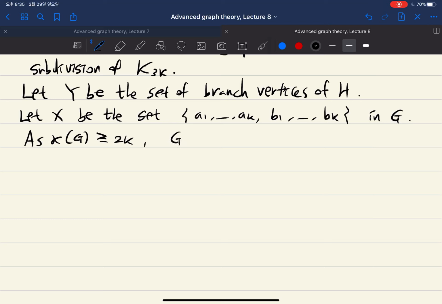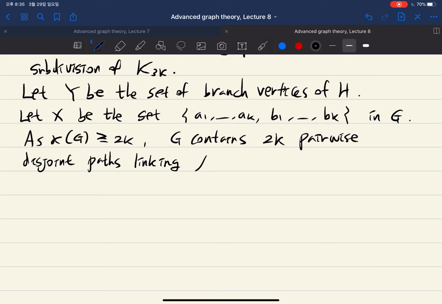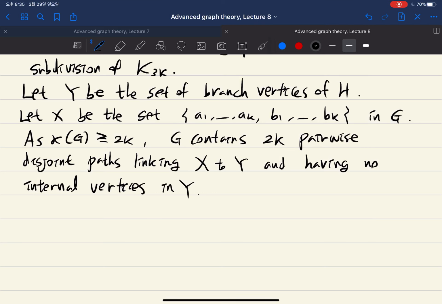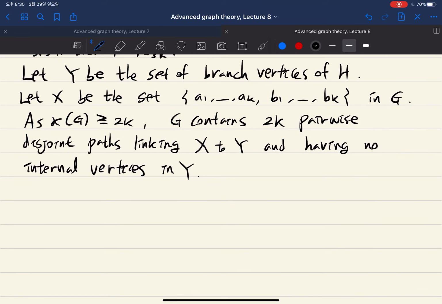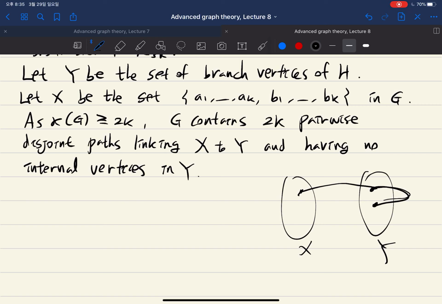By Menger's theorem, G contains 2k pairwise disjoint paths linking X to Y and having no internal vertices in X or Y. Which means that once we reach a path from X to Y, we don't have to keep going to reach another path. We just cut it and take this path. So all the internal vertices are not in Y.